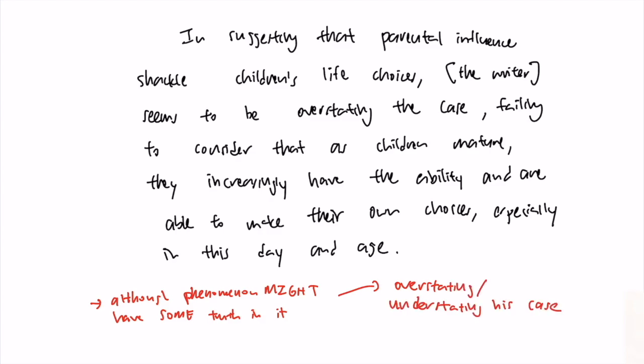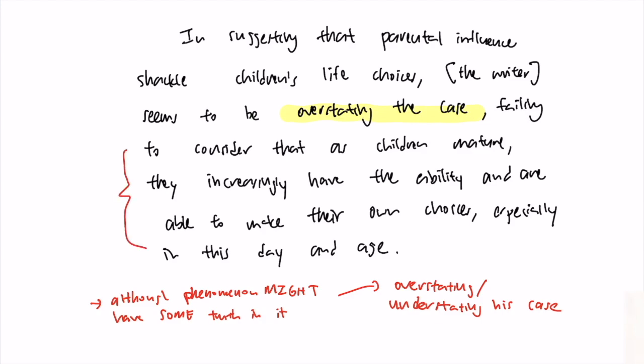This will also allow you to have your own personal voice in the response, because you are essentially stating that the writer's opinion is this, but your opinion is otherwise, which is why you are trying to argue that the writer is either overstating, as we have used in the example, or understating his case. So, if you look at this example, the train of thought goes like this. We argue that the writer's case, that parental influence shackles children's life choices, is an overstatement, right?